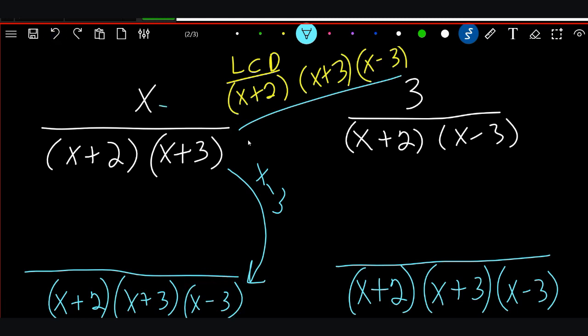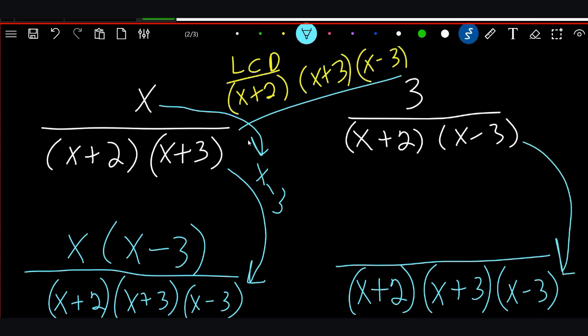So you take the numerator, x, times x minus 3. You can write it like this: x times x minus 3. You don't have to multiply. You don't have to distribute it right now. It'll be easier for you if you don't right now. So just leave it in factored form. Don't distribute it. We're going to do the same thing over here.